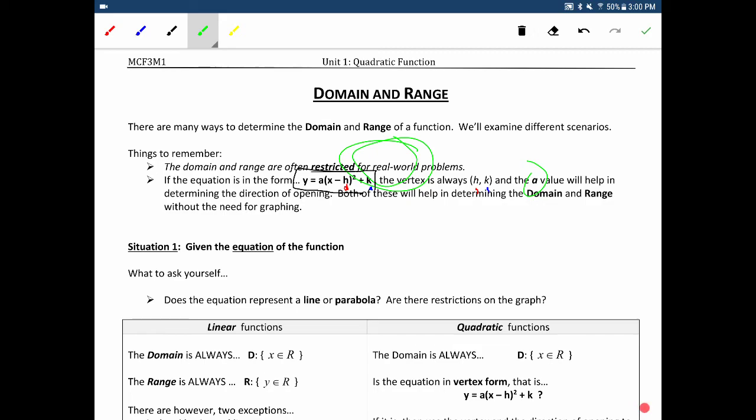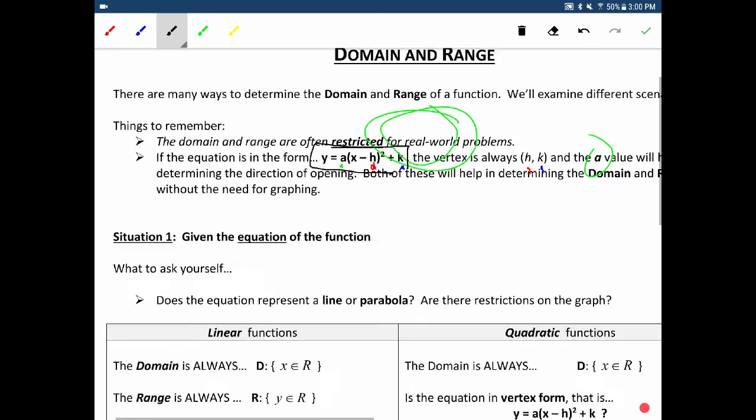The a value here, I can make a note of that too. So we get the a value, which we find right here. That's going to help us determine the direction of opening. Remember, if your a value is positive, then your parabola is going to open up. If your a value is negative, it's going to open down. So these are the things that we need to know in order to find the domain and range of quadratics in particular, which is one of the things we're going to be focusing on.